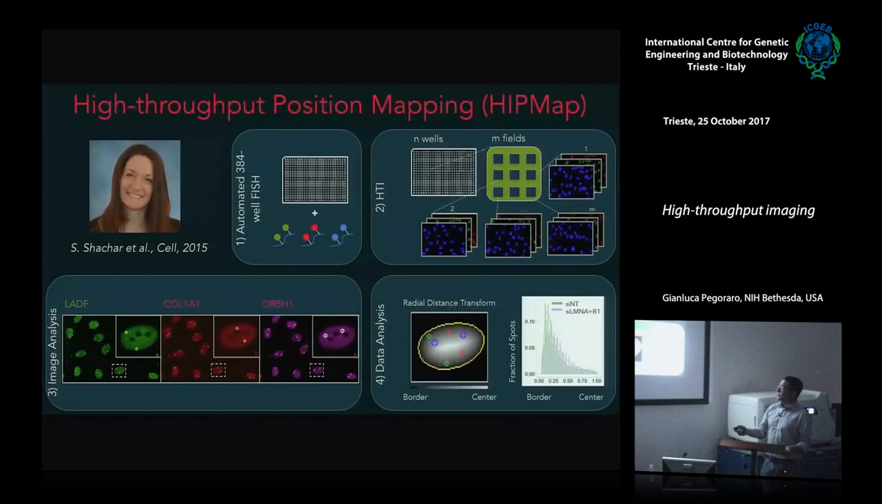The way that she used this technique, which she referred to as high-throughput position mapping, or HiPMap, was to measure the radial distance of genomic loci from the nuclear envelope. And she ran an siRNA screen using this assay, but this has been published and I won't talk about this today.